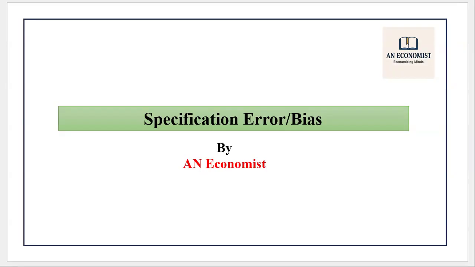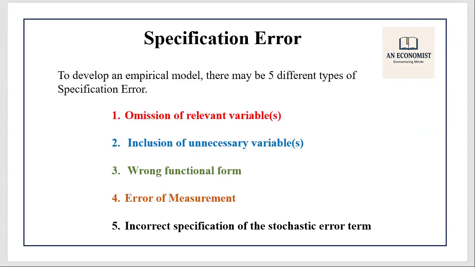So in the previous video, we started off with the concept of specification error or specification bias, where we discussed the five possible specification errors that any researcher or econometrician can commit in research work, a project or thesis. We explained in detail what is omission of relevant variable, inclusion of unnecessary variable, wrong functional form, error of measurement, and incorrect specification of the stochastic error term.